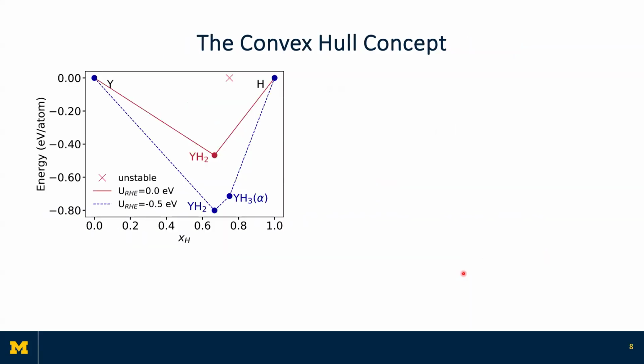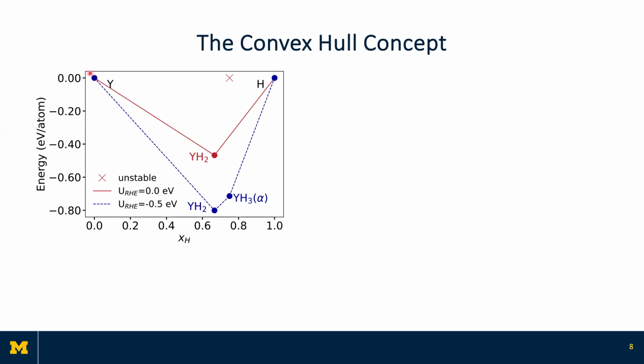Now, given that we know how to calculate energies, we know how to approximate Gibbs free energies. Now, how do we determine if a certain material or a certain combination of materials is stable at a given condition? So this is where the convex hull concept comes in. Right, so the convex hull is basically a way to determine what compositions, as a function of composition, are stable at a given condition. So, for example, if we look at this red line here, this is the convex hull when we have an applied potential of 0 volts, right?